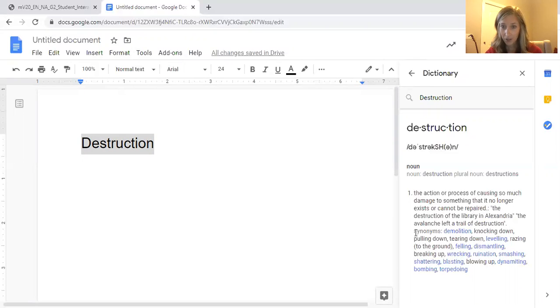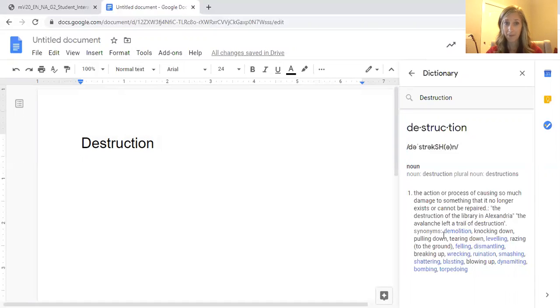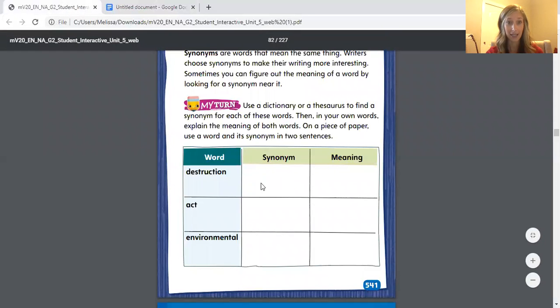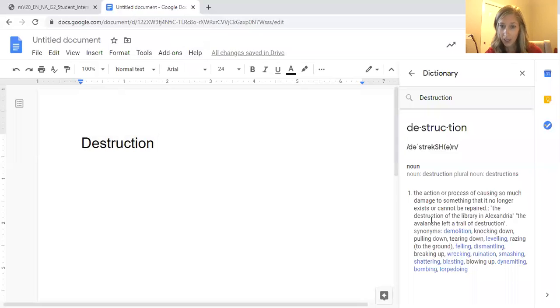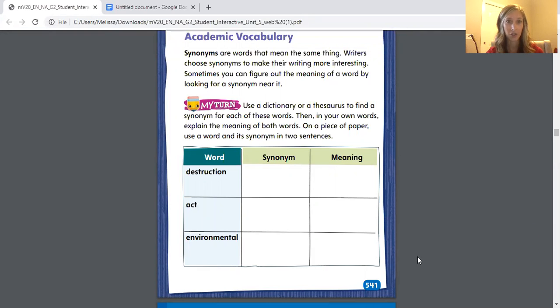And then if you look a little further down, I'm going to try and highlight it. It says synonyms, and you can see these words are listed as synonyms. So if it were me, I would go back to my student interactive where it says synonym. I would write that first word that I saw, demolition, right there. And then for the meaning, I would write the action or process of causing damage, okay? So you can go ahead and do that on your own. You can do the same thing for the word act and environmental. You have that tool at your fingertips. Just go into Google Docs.